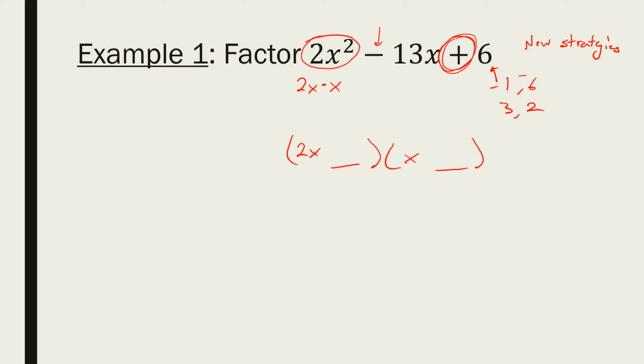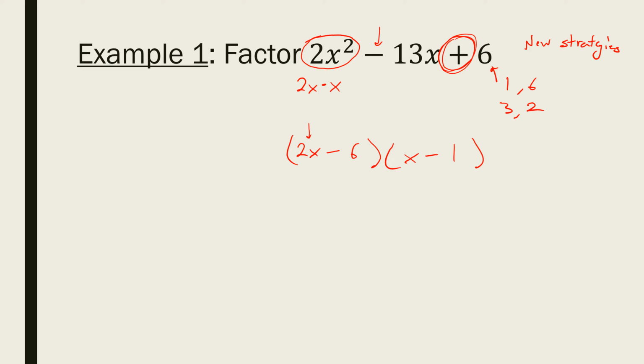Since the middle term is negative, I'm definitely going to have both of these last terms be negative. I just need to decide, is it 1 and 6 or is it 3 and 2? Also, I need to decide, do I put the 1 and 6 here, or do I switch them and put the 6 and 1 here? And this will actually make a big difference, because since I have a 2 in this term, it's going to really mess up my FOIL, and we'll see how.